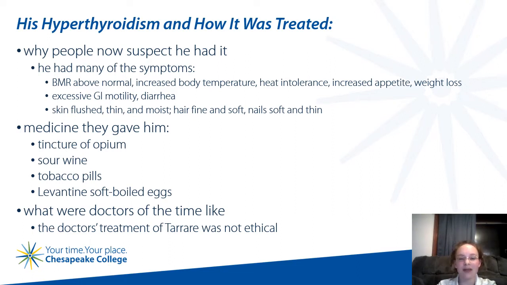And the doctors attempted to cure him with tincture of opium, sour wine, tobacco pills, and Levantine soft-boiled eggs, which is apparently some exotic food. And Tarare's doctors obviously did not treat him ethically. I mean, they fed the man live animals just to get their sick kicks. And they starved him, which obviously was not going to improve his condition.